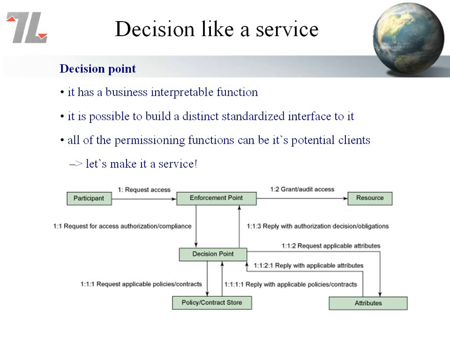If we have a closer look at the role of the decision point in making the interaction more secure, we can see that it has a function that is meaningful from a business point of view. Definitely a standard interface can be created for it, and all permission handling functions can be its client. According to this, it has all the criteria listed in the definition of a service, and certainly it will be reused several times, so let's make a SOA service out of it. It's been made. We call these services rule engines.